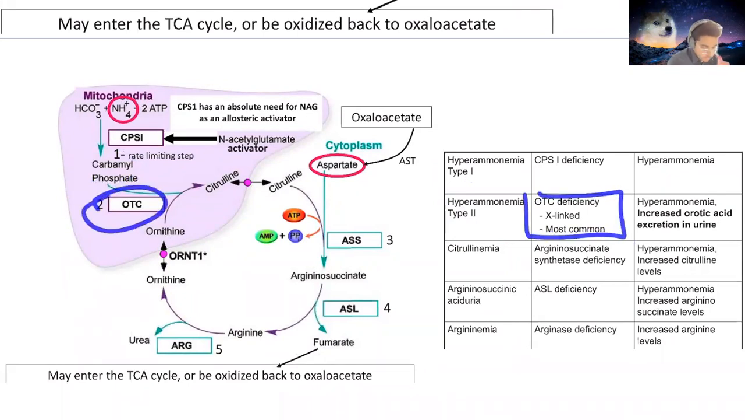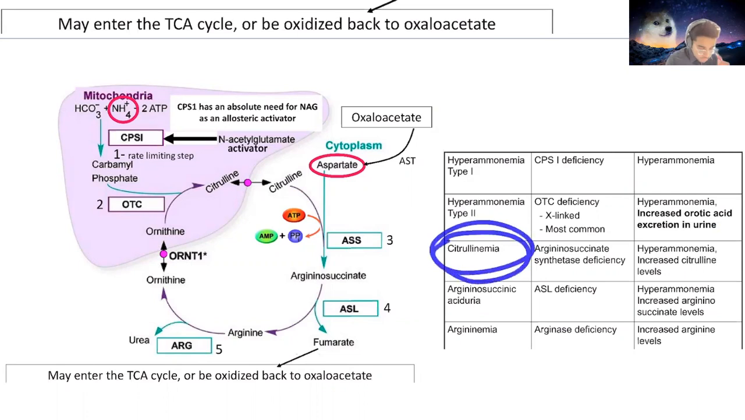It's ornithine transcarbamylase deficiency: hyperammonemia, increased orotic acid, right? Because remember, ornithine can't just hang out by itself. It gets converted into orotic acid and excreted in the urine. So if there's any sort of OTC deficiency, you're going to see orotic aciduria. Okay, that's a very buzzword-level question.